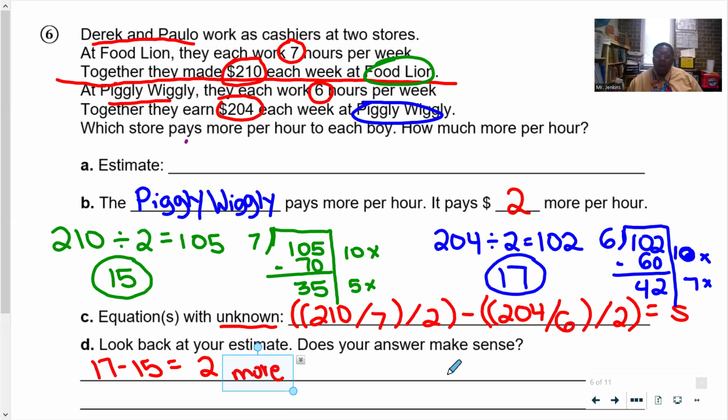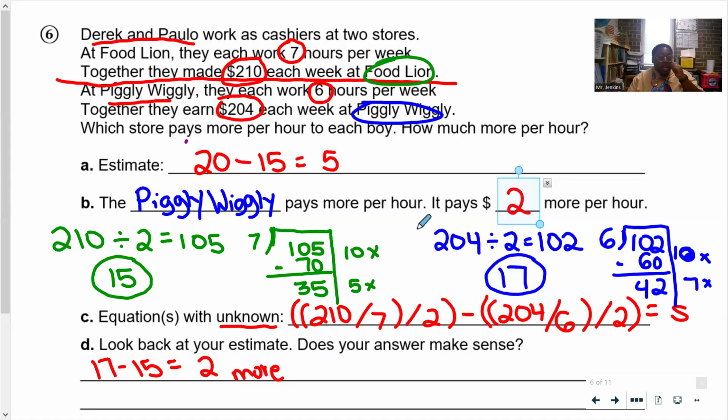Now, when we do our estimate, guys, don't overthink it. Here's what I'm going to do. I've already solved it. For my estimate, I got $15 for Food Lion, and I've got $17 over here. Let's round 17 up to 20. Let's keep 15 the same. 20 minus 15 is equal to 5. So my answer should be around $5. And it is. It's around $2, which is really close to 5.